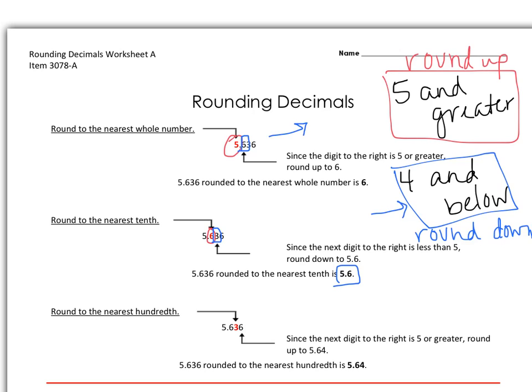In the next problem, we are rounding to the nearest hundredth. So again, find the hundredths place. That's the 3 that they've put in red for us. We look at the number directly to the right of that, and that is a 6. And since that is 5 and greater, we are going to round up. So we are going to add 1 to the 3 and make this 5.64.